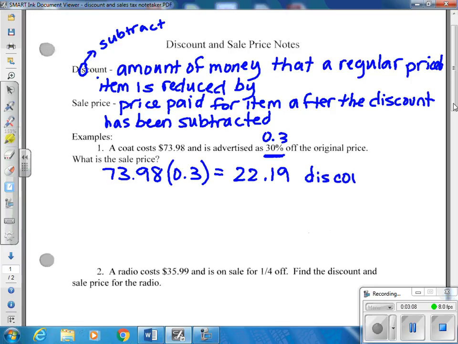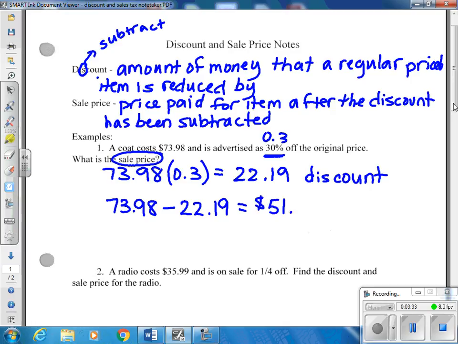So if that's all they wanted to know is how much money you were saving on this coat, that would be your answer. All right, but the question does ask us for the sale price. So we have to keep going and figure out how much will you pay for this coat now that it's on sale. So again, you go back to the original price of $73.98 and you subtract the discount of $22.19. And the answer you get to that will be your sale price. Make sure you have dollar signs around your final answer because it is money. And that's your units. So $51.79 is the final cost of this coat, and that is known as the sale price. Okay, so when you get to the cash register, something that's on sale, it will ring up as $51.79. Right? It won't ring up as anything less.